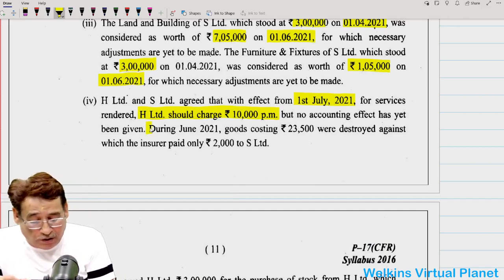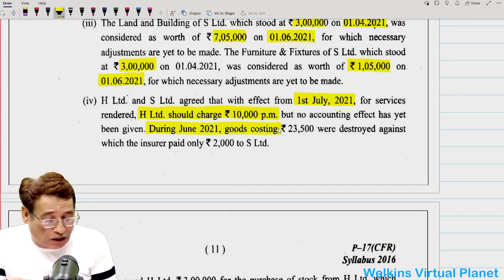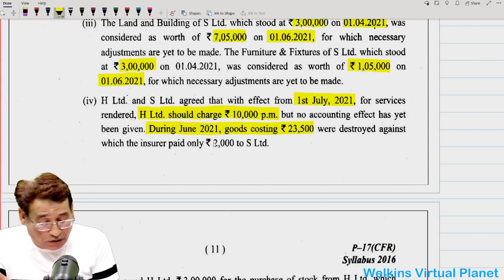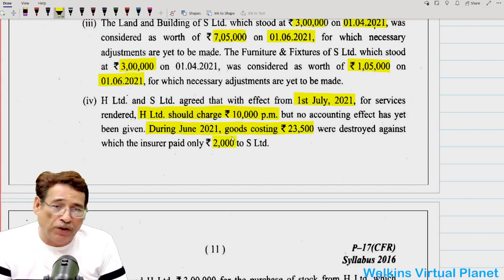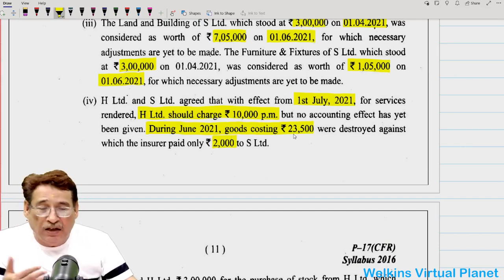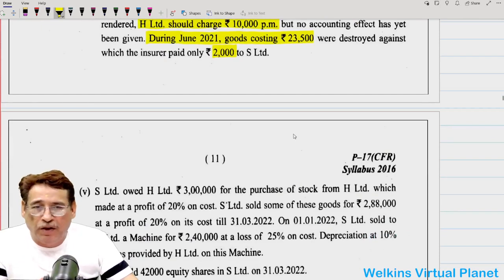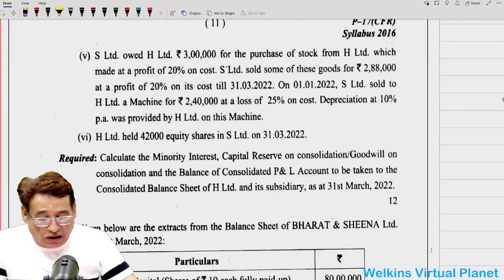Further, it is also given in this question that in June 2021, there was an abnormal loss: goods costing 23,500 got destroyed and 2,000 were paid by the insurance company. So the net abnormal loss is 21,500. And the abnormal loss is added to the during-the-year profit, then it is subtracted from the period in which this loss has taken place.